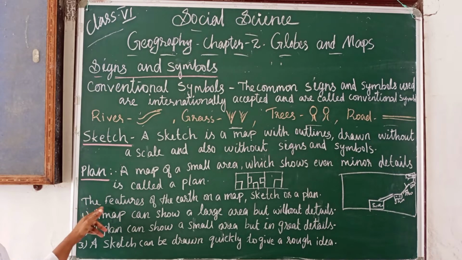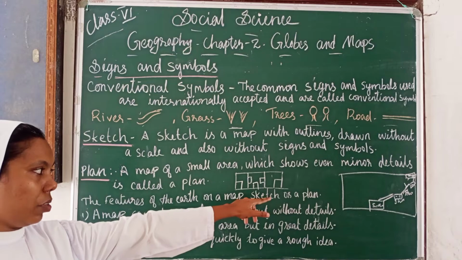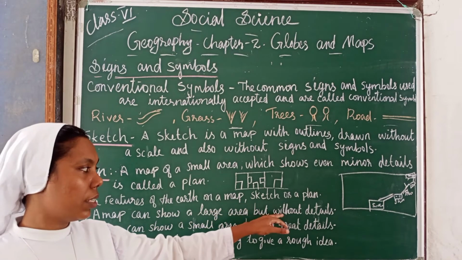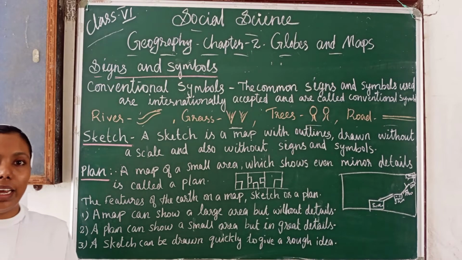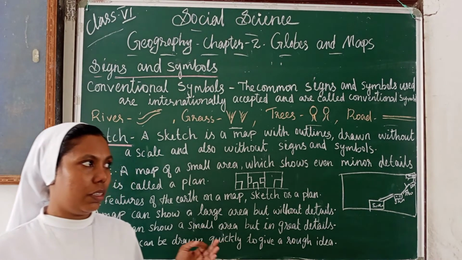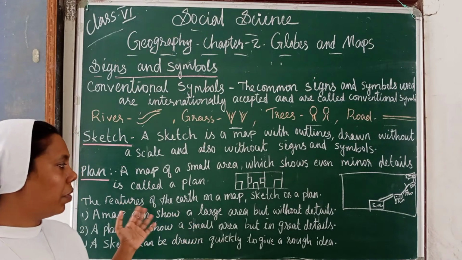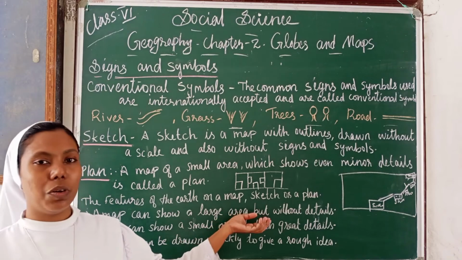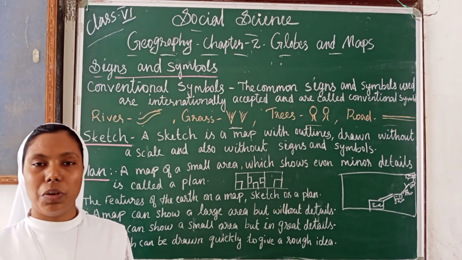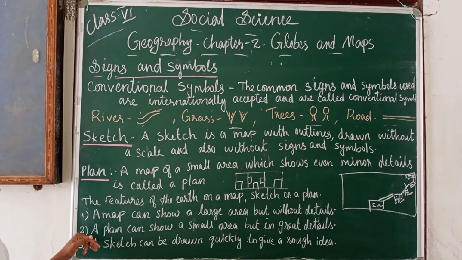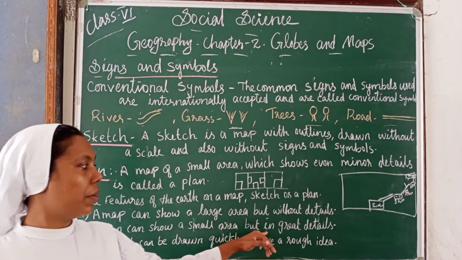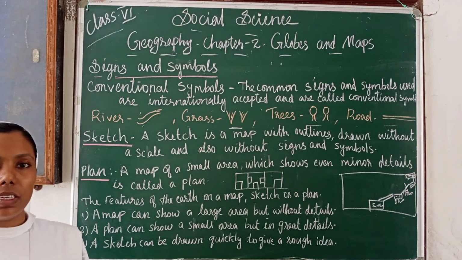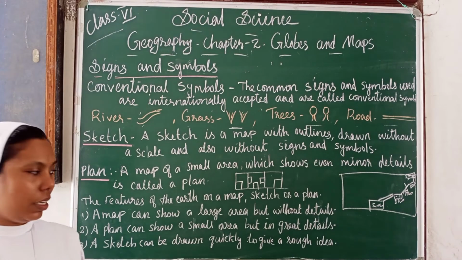And you can see the features of the earth on a map, a sketch, or a plan. First, a map can show a large area but without details. On a map we can show a large area like our country or the world map, but we cannot show any details there. Second, a plan can show a small area but in great detail. In a plan there is a small area, and there will be many details.